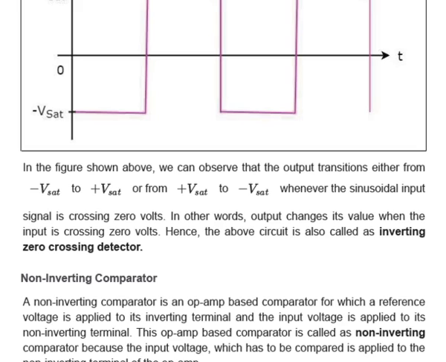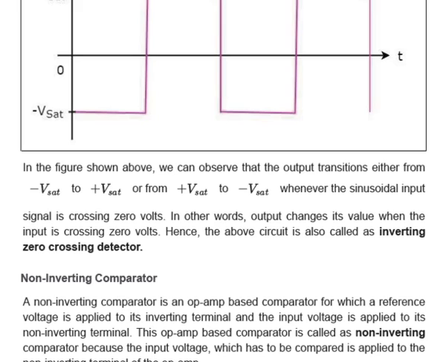In this figure, we observe that the output varies between plus V saturation and minus V saturation whenever the sinusoidal input signal is crossing 0 volt. In other words, the output changes its value when the input is crossing 0 volt. Hence, the above circuit is also called an inverting zero crossing detector.